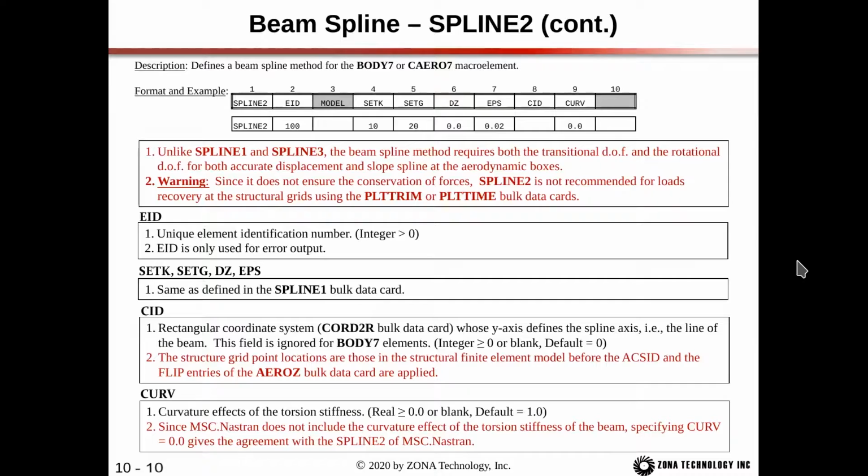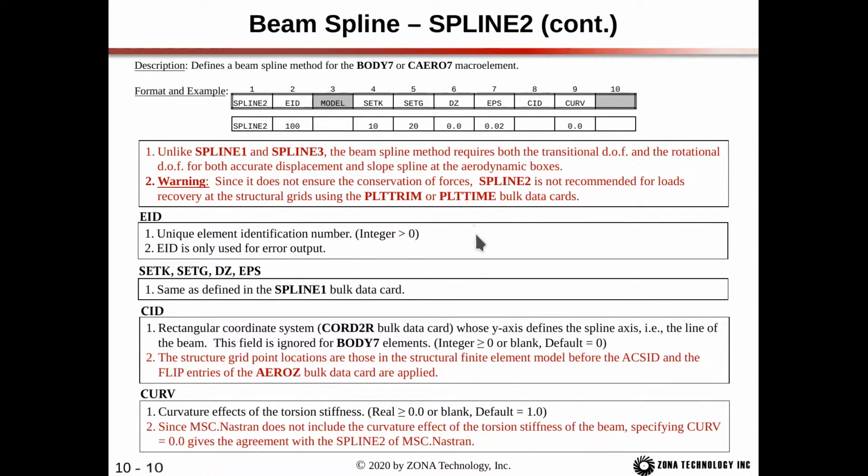So this is the spline 2 bulk data card. The second note here on the spline 2, which differentiates itself from the spline 1 and spline 3, is that the spline 2 beam spline does not ensure the conservation of forces. Therefore, spline 2 is not recommended for loads recovery at those structural grids using the plot trim or the plot time bulk data cards. Of course, if the only option you have for your structure model is beam spline, then you're going to use it. Just be aware that if you try to recover forces, they won't be accurate with the beam spline method.